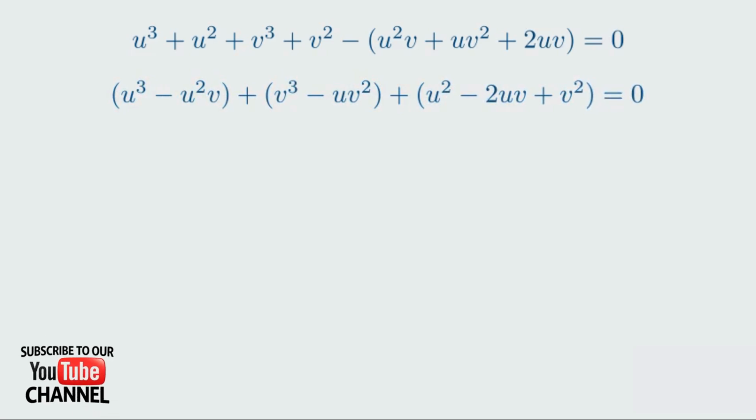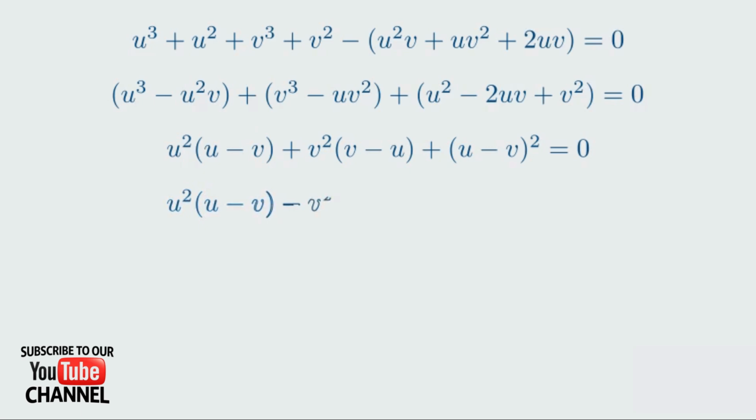This rearrangement is very helpful because each group can be factored. From the first group, we can factor out u squared, leaving u minus v. From the second group, we can factor out v squared, leaving v minus u. And the third group is a perfect square, (u minus v) squared. All of this still equals 0. We're almost there. Notice that v minus u is the negative of u minus v. We can rewrite the second term by changing the sign.